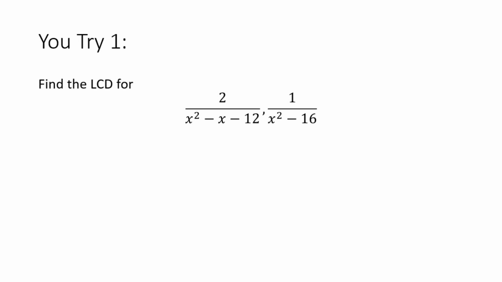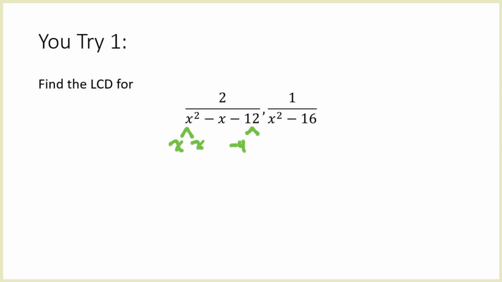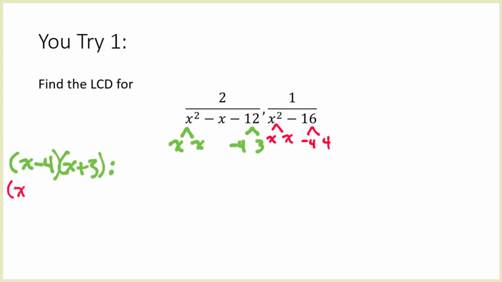Now that you've tried it on your own, let's do it together. So what we're going to want to do is factor this guy on the left, and it's going to be x times x, and this will be negative 4 times positive 3. The one on the right will be x times x. This will be negative 4 times positive 4. Now I can make my table. I'll have an x minus 4, x plus 3 row, and I'll have an x minus 4, x plus 4 row.